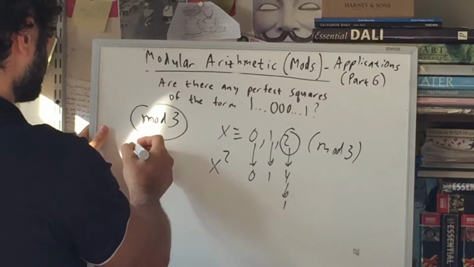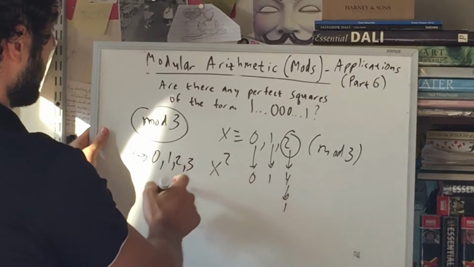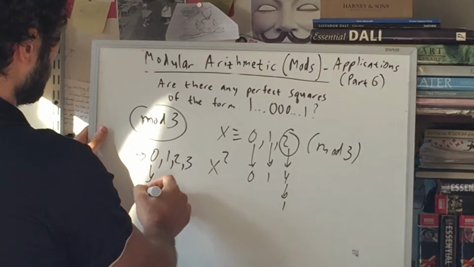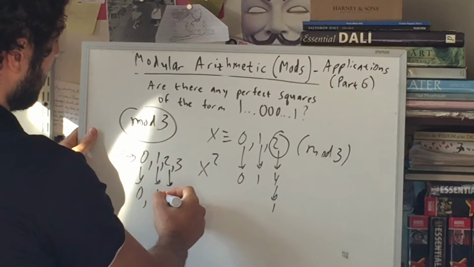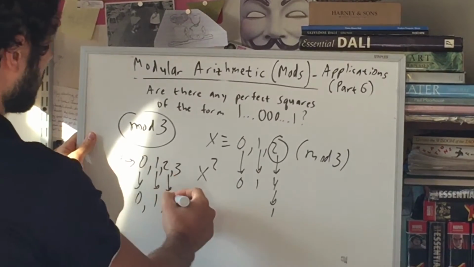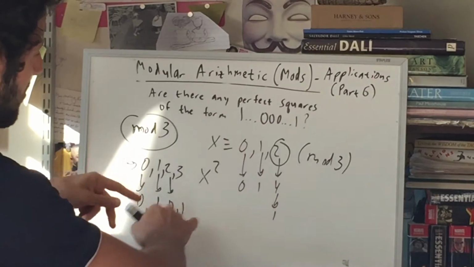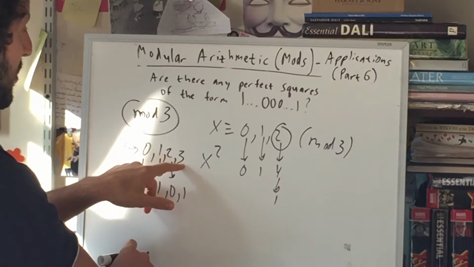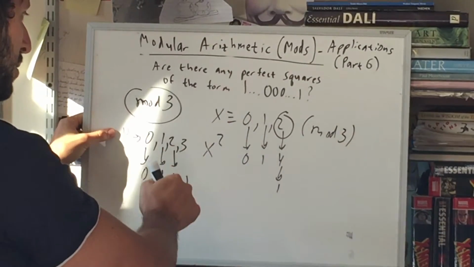You can look at mod 4, where the remainders are 0, 1, 2, 3. If you square these numbers, you get 0, 1, 4 is the same as 0. 3 squared is 9, and 9 mod 4 is 1. So notice, it's always going to be 0 and 1, but you don't get 2's and 3's. So we could have used mod 4 instead of mod 3, and this would have worked out as well.